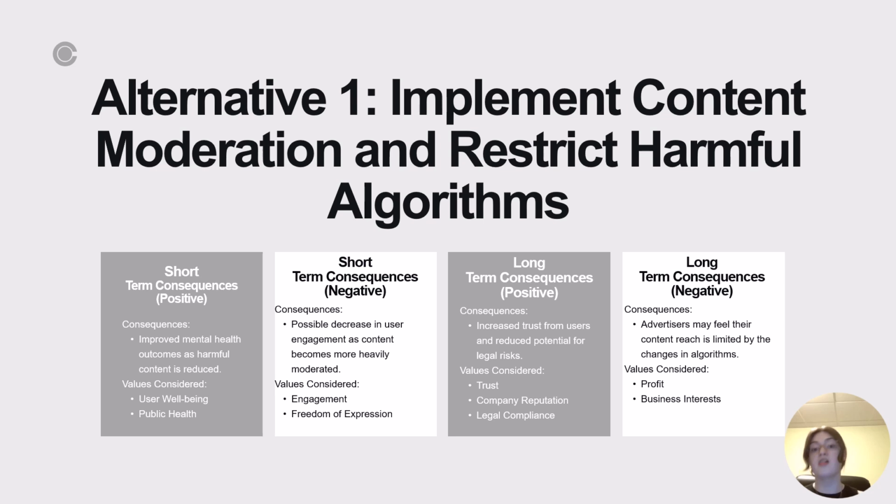On the flip side of that, a long-term positive consequence is increased trust from users and reduced potential for legal risks. However, the long-term negative consequence is that advertisers, which are content creators, may feel their content reach is limited by the changes in algorithms, which can impact their profit and their business interests negatively.